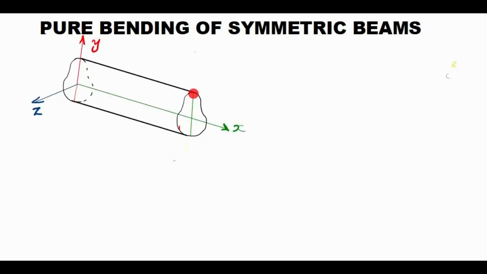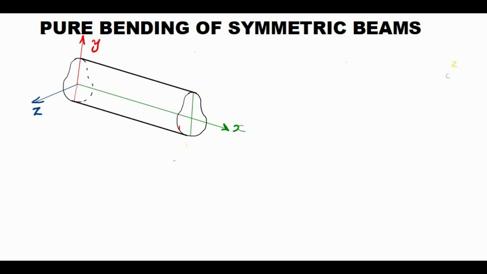Consider a long beam with a cross section which has one axis of symmetry. So the area of the cross section is symmetric about this axis. It is a mirror image of this side.